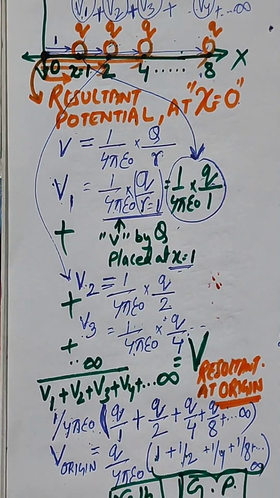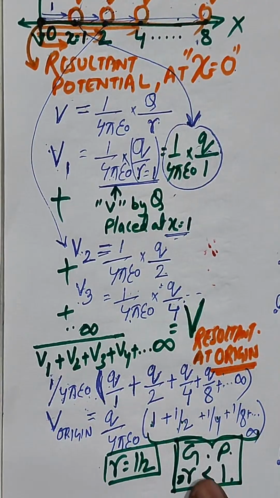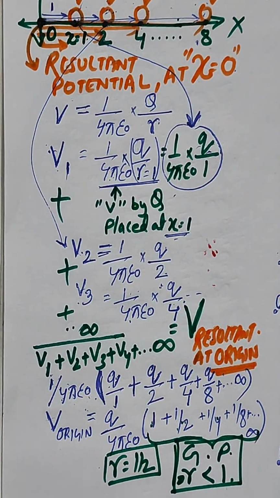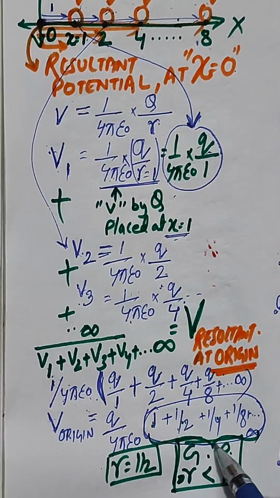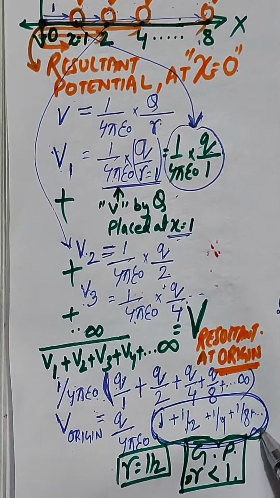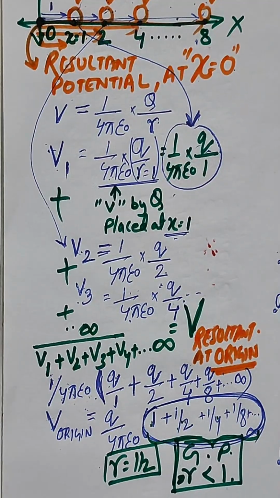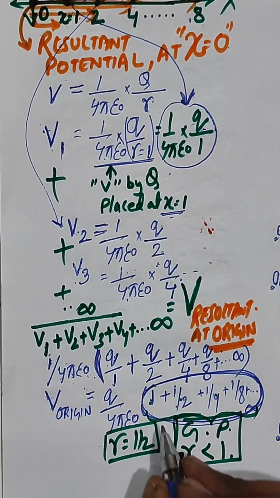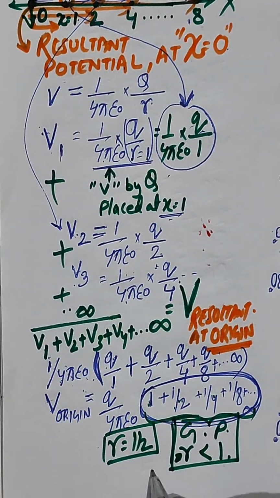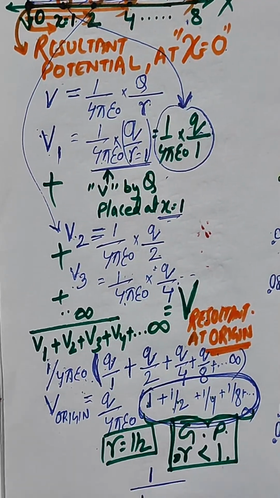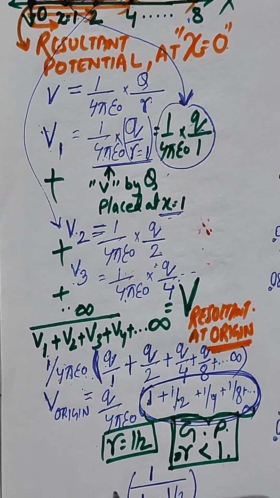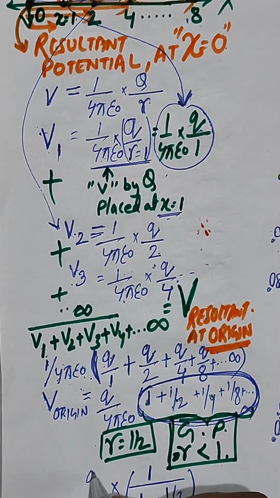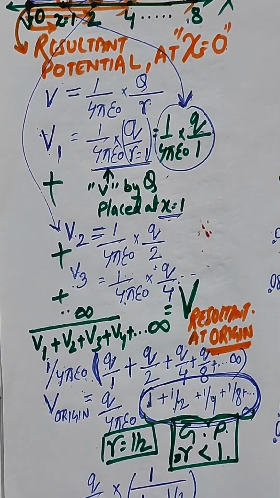So this will be giving a GP where R is less than 1, right? Now the sum of all this will be A by 1 minus R. So for this sum it will be A by 1 minus R. That means A over here is 1, so 1 by 1 minus R. R is 1 by 2, and in the prefix it is q by 4 pi epsilon 0.